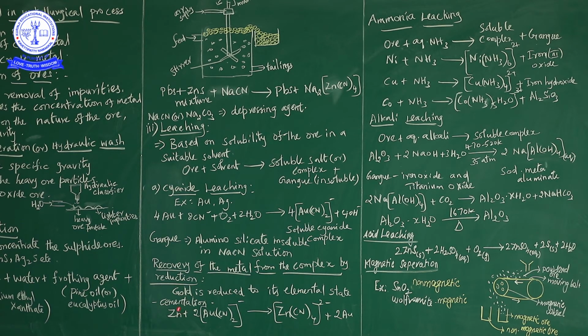By treating with zinc. So zinc is a more electropositive metal than gold. So the gold is easily replaced by zinc. It forms zinc cyanido complex. So gold is reduced to its elemental state, which is called cementation. Gold is reduced to its elemental state. The process is known as cementation.